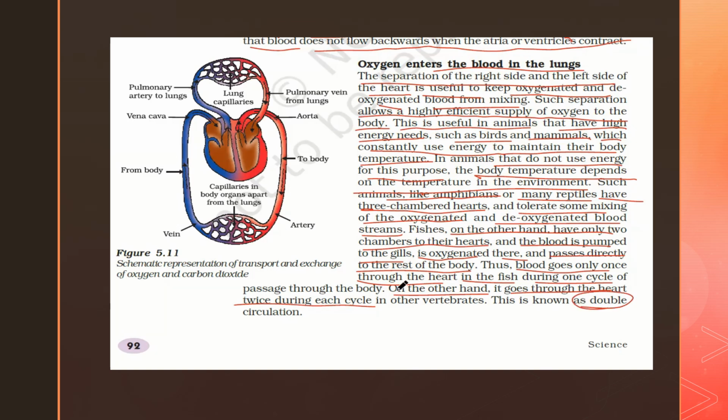For us, it's called double circulation. This process we will learn in detail by this diagram. Ours is double circulation, whereas in fish it's single circulation. This is the schematic representation of transport and exchange of oxygen and carbon dioxide. Ours is double circulation, and that should be studied in detail in the next part.